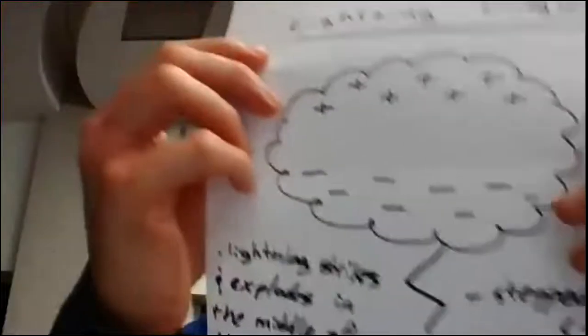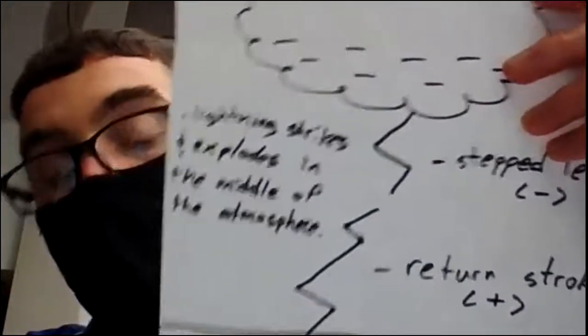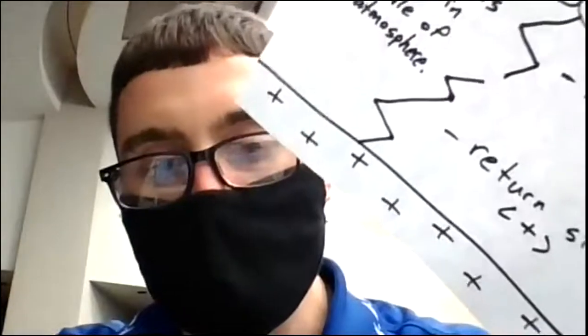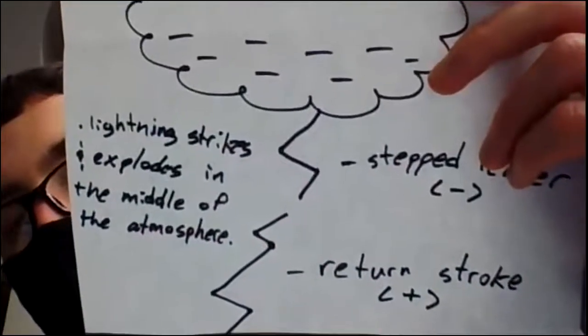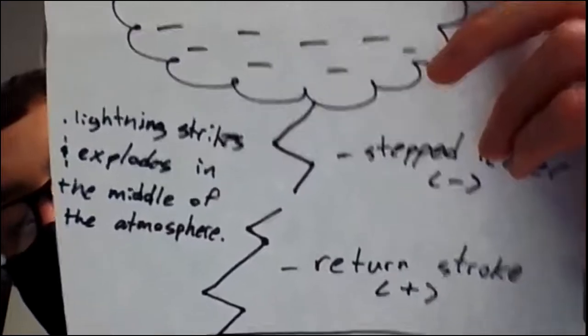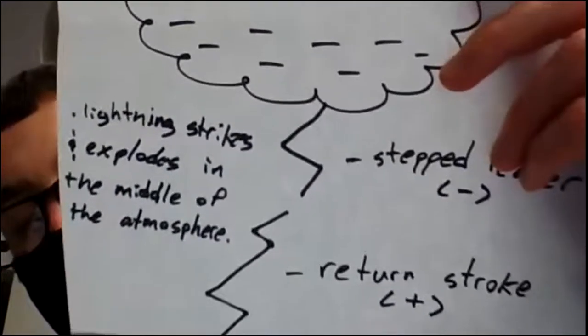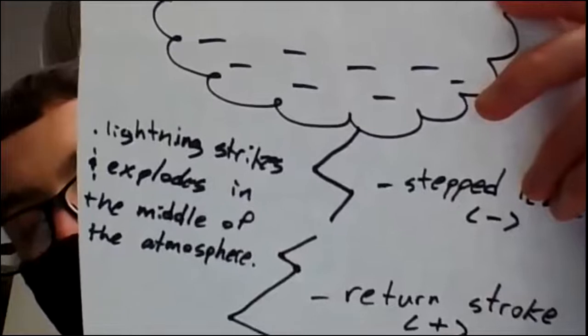Now here's some interesting stuff. Oh, you know what? I just realized I totally forgot to show you the lightning video examples. I'll show that in a little bit. So lightning strikes in the middle of the atmosphere. It does not strike the ground.